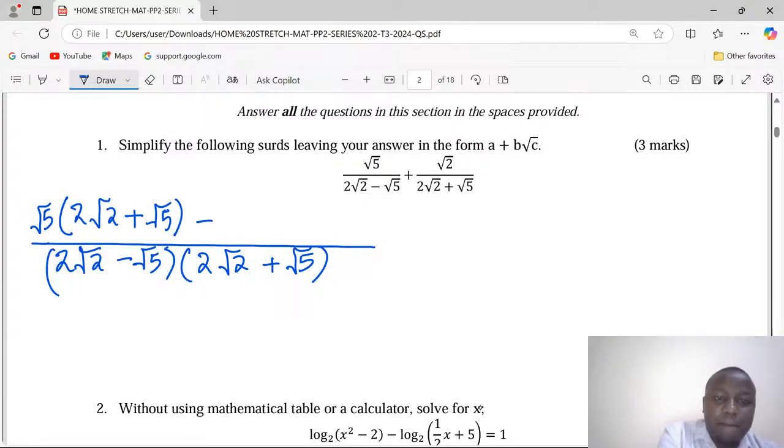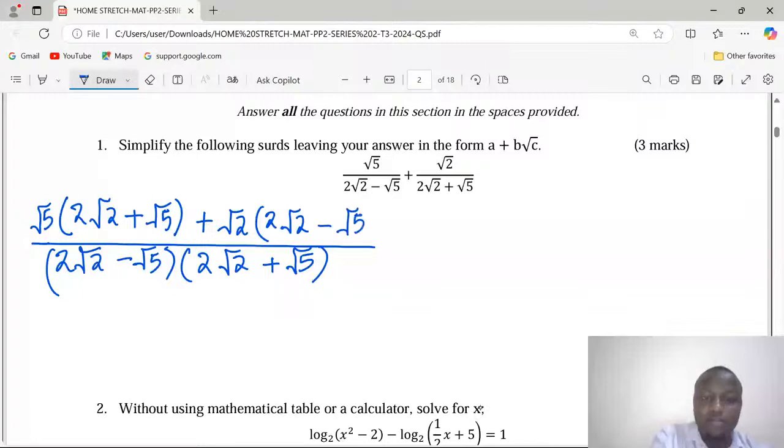Then there is a plus. The root of 2 will be multiplied by, when we take the LCM again, divide by the second denominator, we'll get the part which has a negative. So it will be 2 root 2 minus the root of 5.